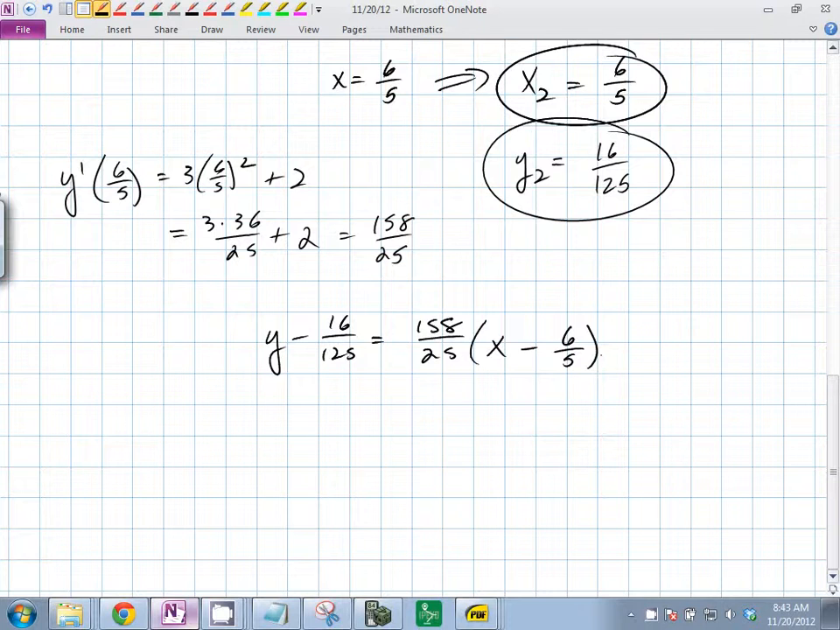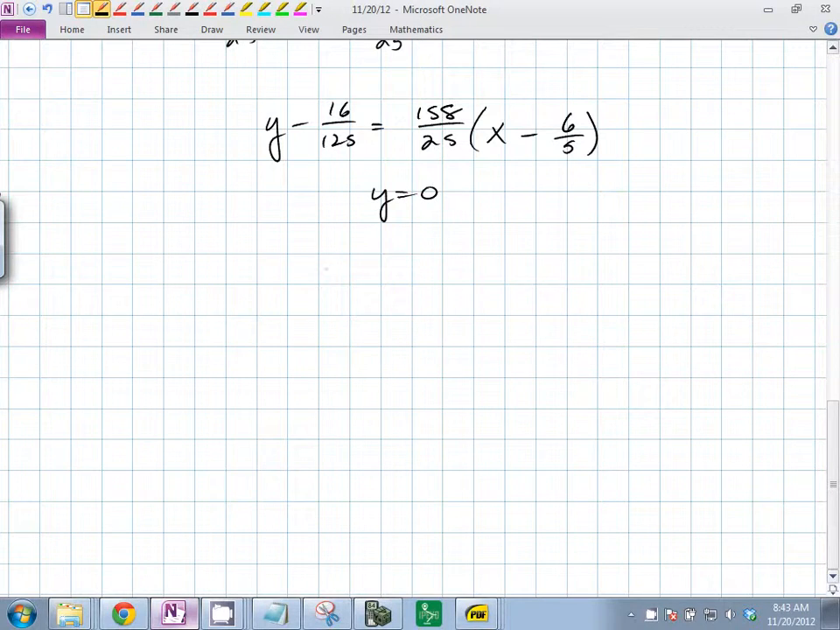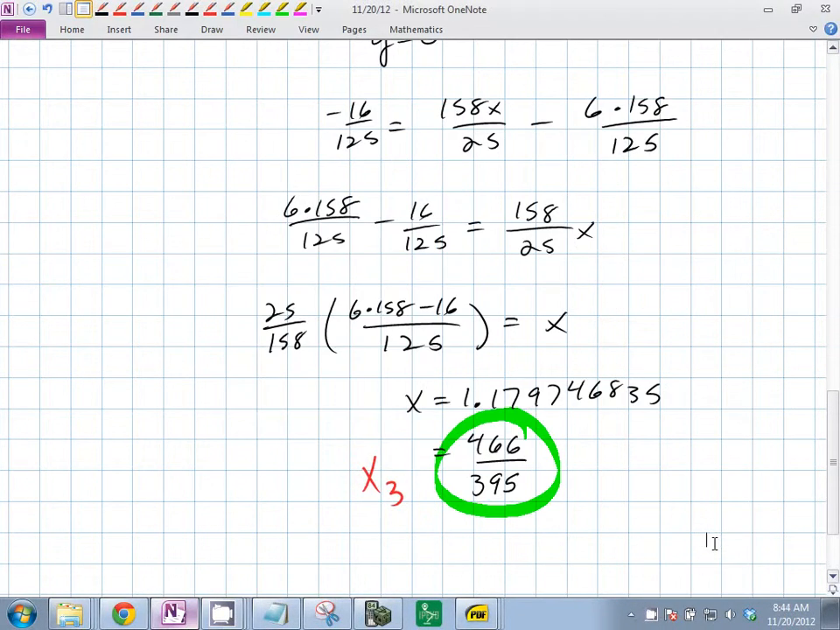We're interested in finding out what x equals when y is equal to 0. So what do we end up with? Negative 16 over 125 is equal to 158x over 25 minus 6 times 158 over 125. So is this kind of just nasty fractions? Because after you find x3, what would be interesting to know? What the actual value is, right? So you can go back to the original polynomial and find out what it is.